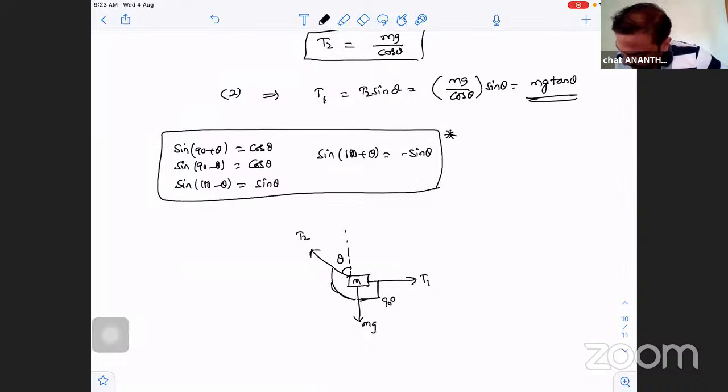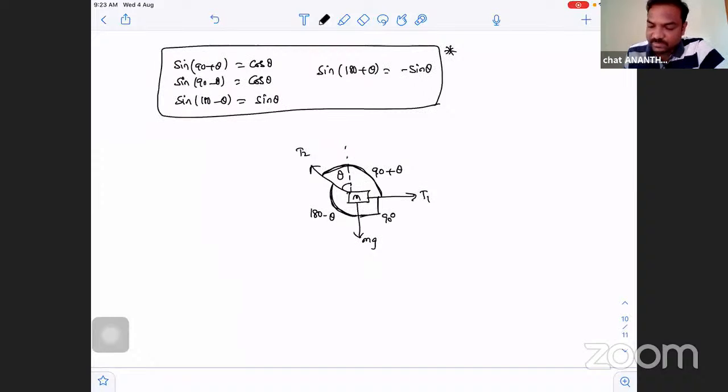What is the angle between mg and T2? The angle between mg and T2 will be 180 minus theta. Okay, what is the angle between T1 and T2? The angle between these two is 90 plus theta. The total angle you have to get is 360. 360 should be the total angle.